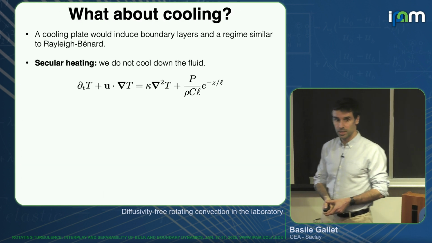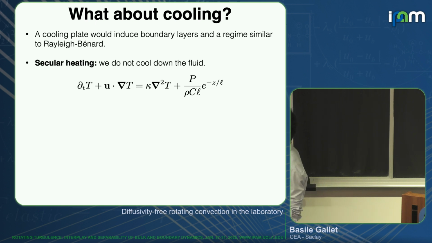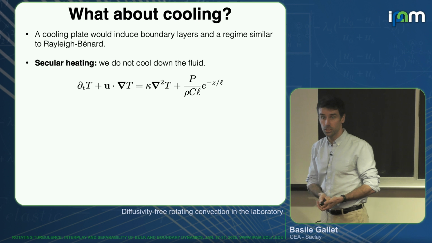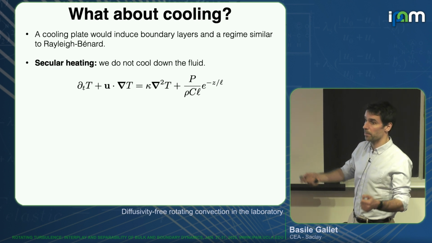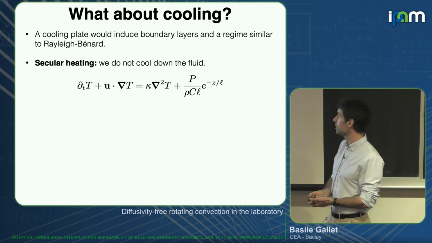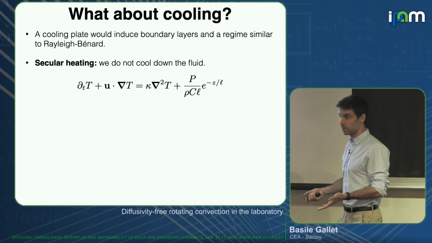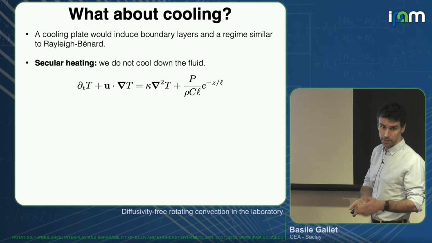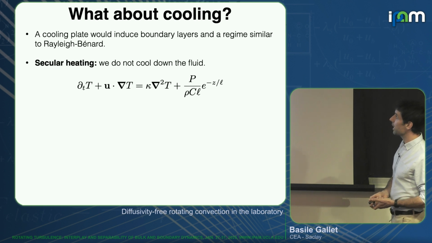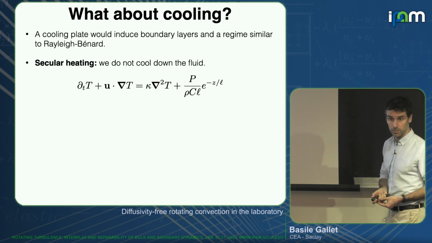What about cooling? I've told you how I'm going to heat up the fluid. I haven't told you how I'm going to cool it down. That's because that can be an issue. If there's a cool plate at the top, then this cool plate is going to induce a boundary layer, and we'll be back to a Rayleigh-Bénard-like situation where this boundary layer at the cooling plate will throttle the heat flux. So instead, what we decided to do is to not cool down the fluid.